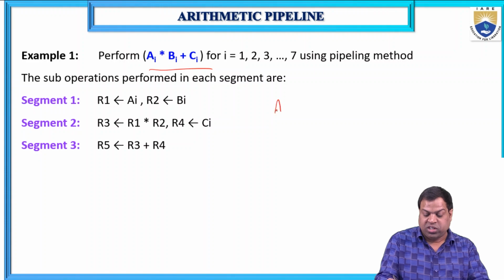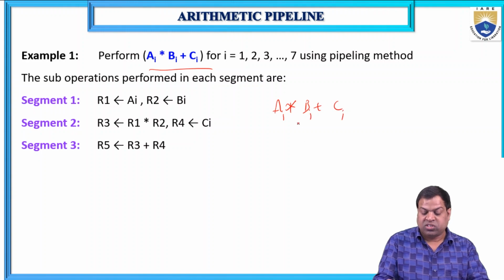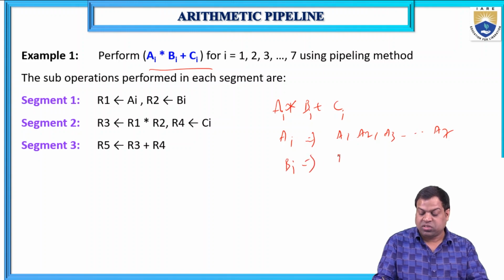Here, what is the question? A into B plus C. So here I am taking Ai, Bi, Ci, where i is a variable. Here I am taking i equal to 1, 2, 3, 4, 5, 6, 7, so 7 possibilities. That means Ai is A1, A2, A3, and so on up to A7. Bi means B1, B2, B3, and so on up to B7. And Ci means C1, C2, and so on up to C7.